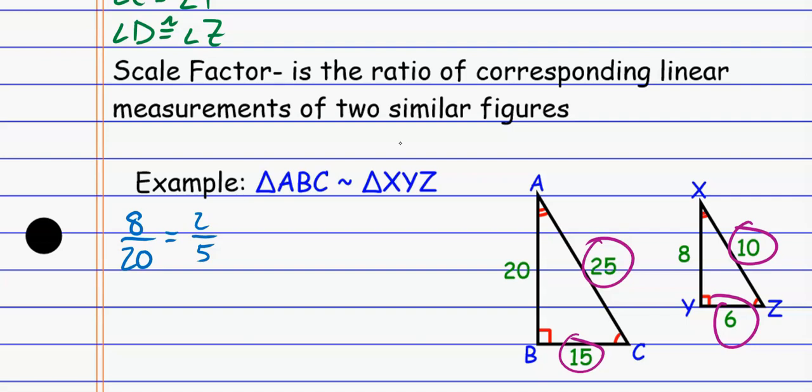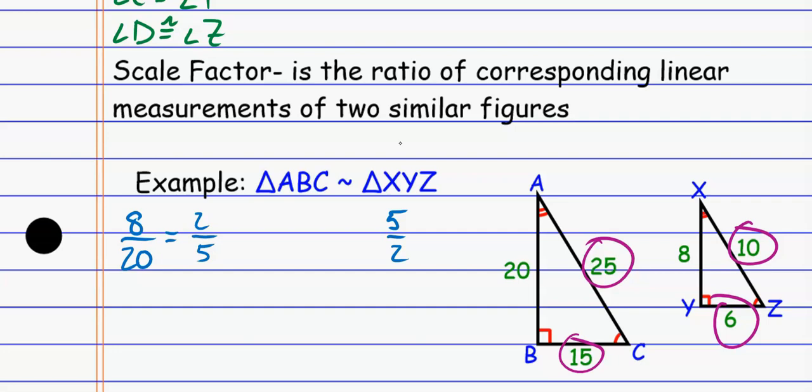If I wanted to go backwards, to get from the little triangle to the big triangle, the scale factor would have to be 5 over 2. And so that's what I would multiply by, all right? And so when we think about scale factors, again, it's the way that we scale down from one to the other or scale up from one to the other, okay? It's the thing we multiply by to get that side length.